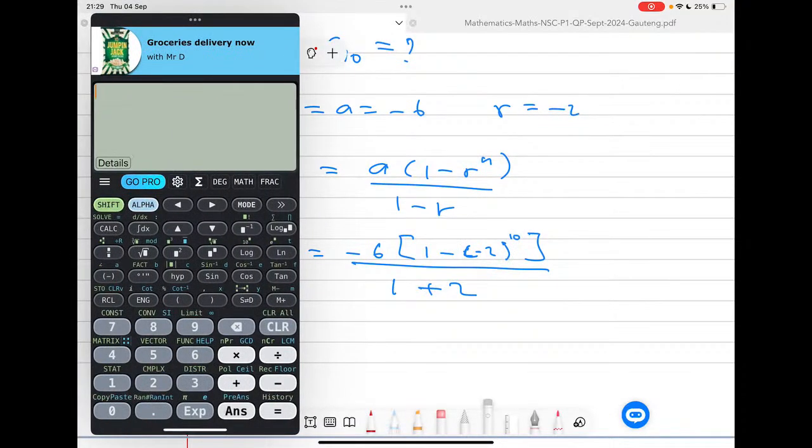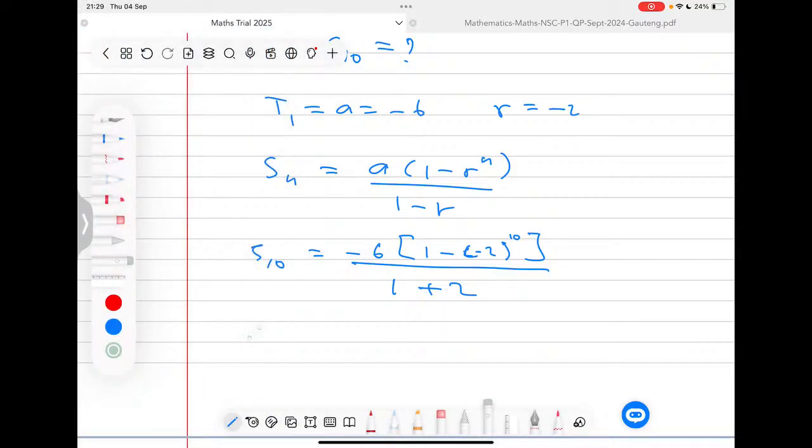Now at this stage, this question becomes very, very boring, because we are going to use a calculator, aren't we? So this is going to be a 10. I just want to close my bracket there, and we're having 1 plus 2. And this says that the sum of the first 10 terms will be 2046. This is how you will do that last question.